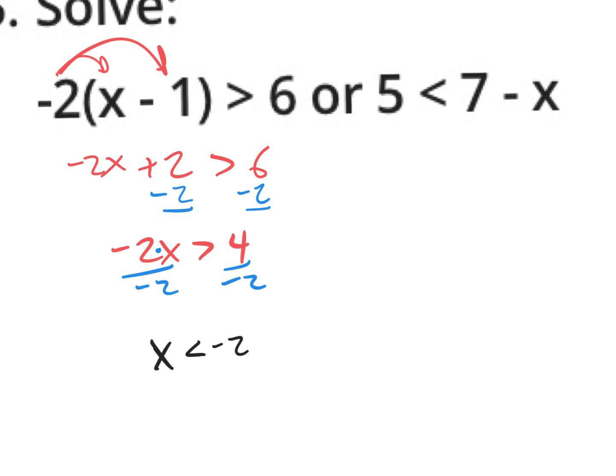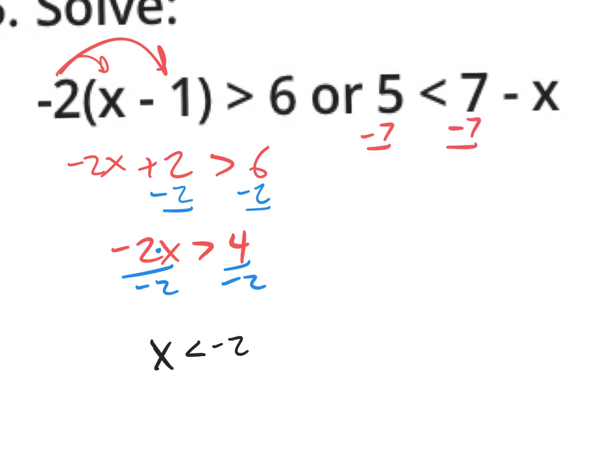less than negative 2. Now we're going to solve the other one. The other one, you happen to have the x on the right side of the inequality. You could isolate it over here, but at the very end, I would flip the whole answer, okay? That's what I'm going to do. I'm going to isolate the x on the right side, and then I'm going to flip the whole answer. So I'm going to get rid of that 7 by subtracting 7 and subtracting 7.